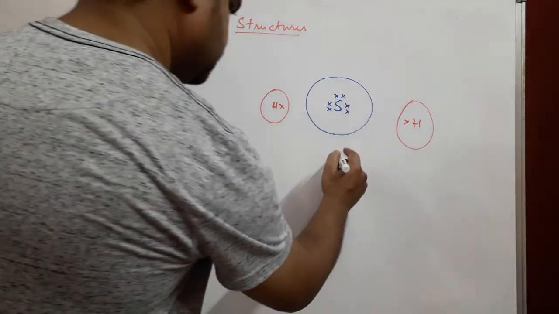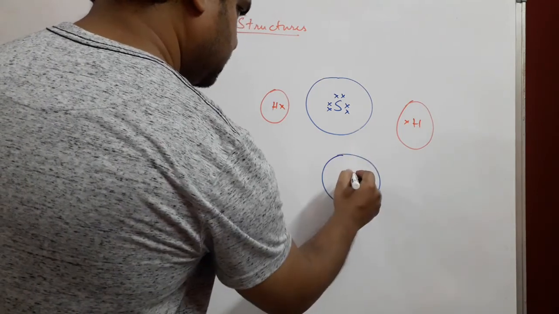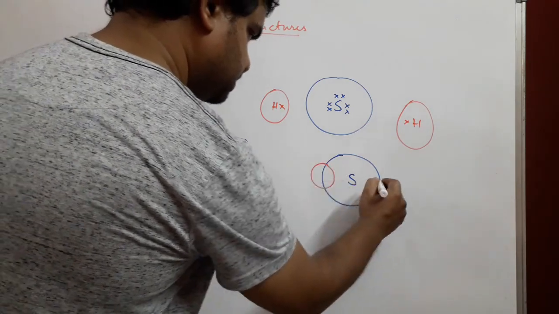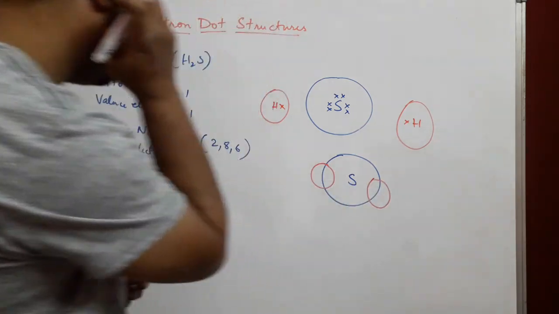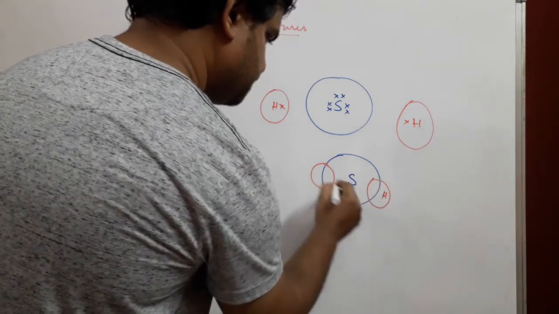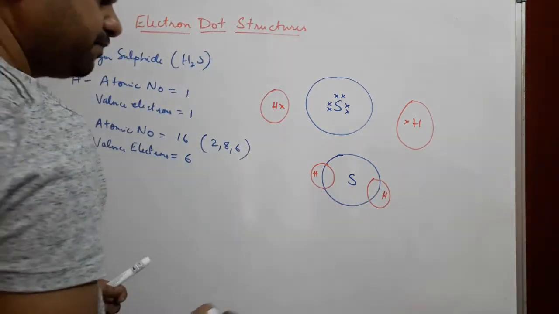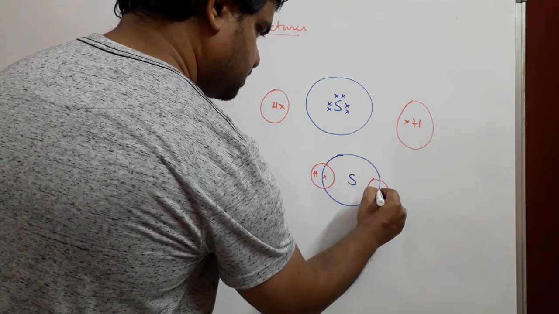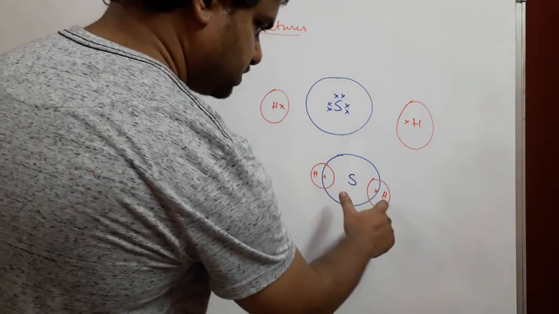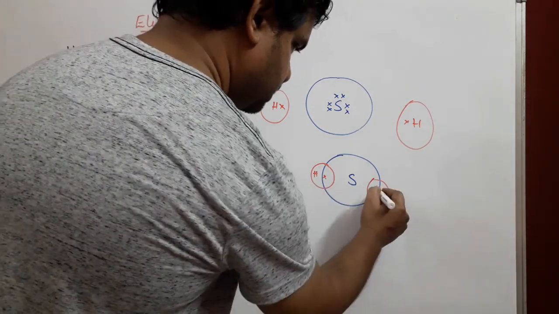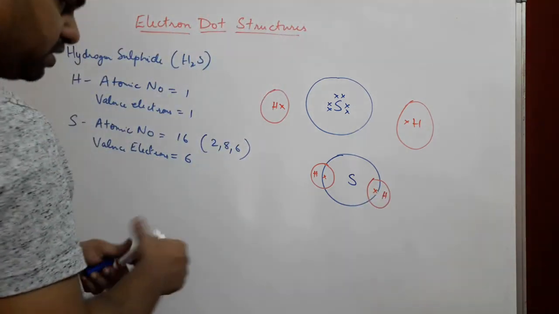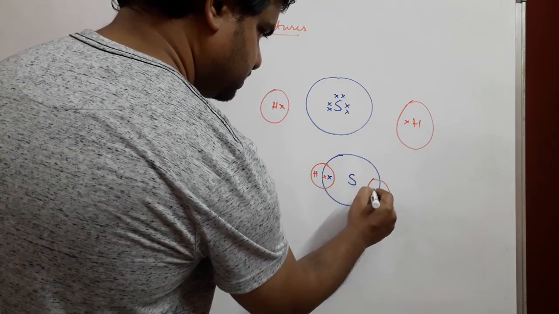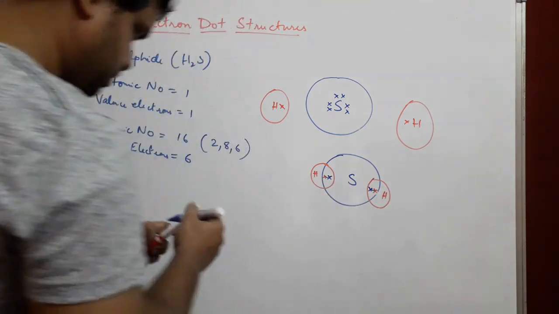So first we put down the sulfur atom, and the 2 hydrogen atoms which bond with sulfur. I put hydrogen over here and hydrogen over here, and then we'll show the bond that is happening between hydrogen and sulfur. So there's 1 electron coming from this hydrogen atom, and there's 1 electron coming from sulfur in this case, and they form a single bond between each other.